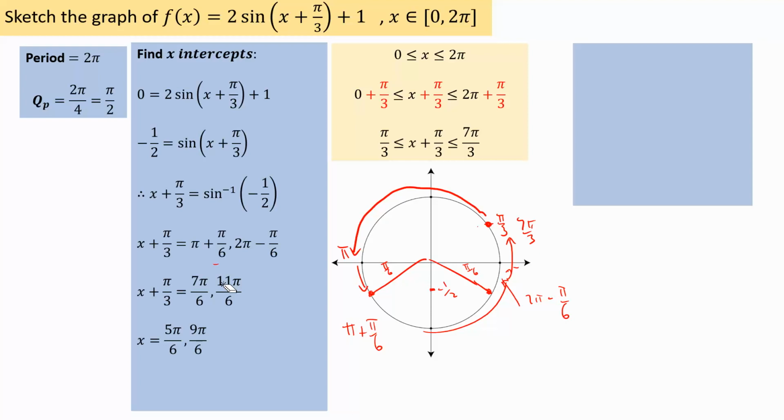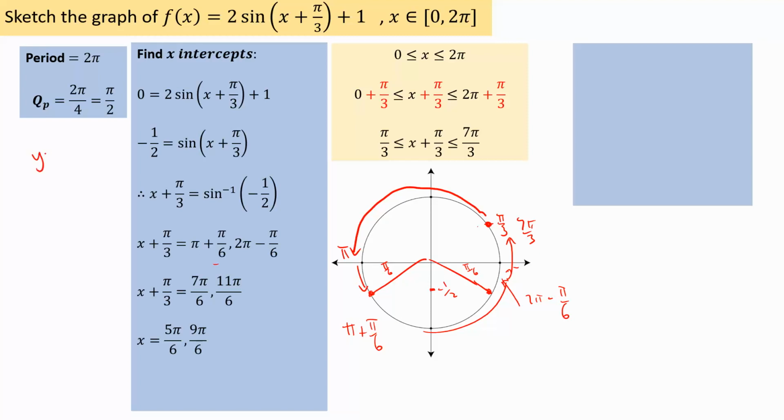Now I've got my x-intercepts, I've got my period. What do I need? Y-intercept and endpoints. The y-intercept is the easiest one. You can just put 0 in, sine of pi on 3. I already know it's root 3 on 2, times 2 makes it root 3, plus 1. So I already know the y-intercept is root 3 plus 1 just by looking at it. So the only thing I need now is the endpoints. I'll just write it over here.